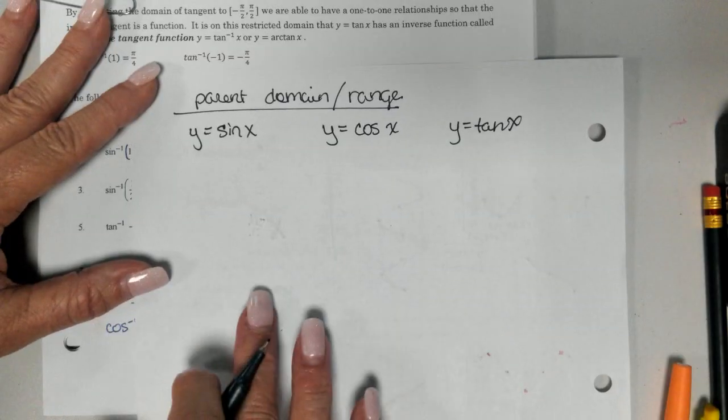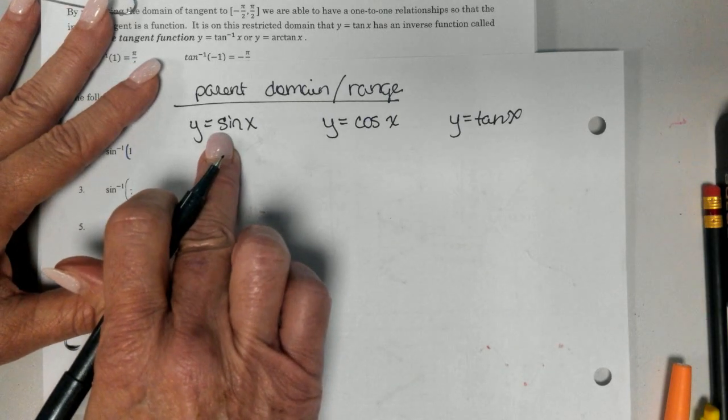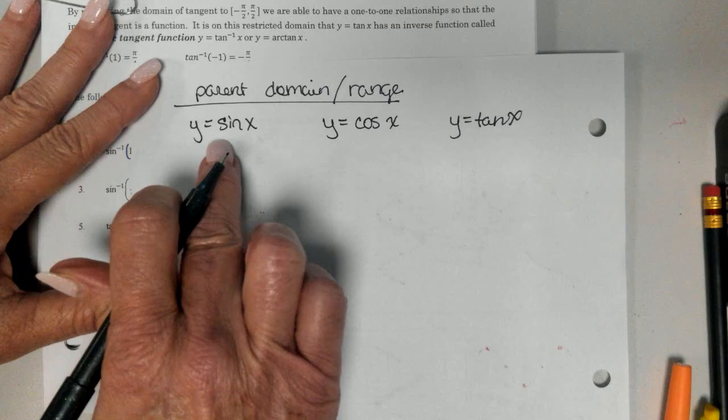Here's your parent, domain, and range. So you've got y equals the sine of x, y equals the cosine of x, and y equals the tangent of x. Okay, now I had to restrict my domain and range.